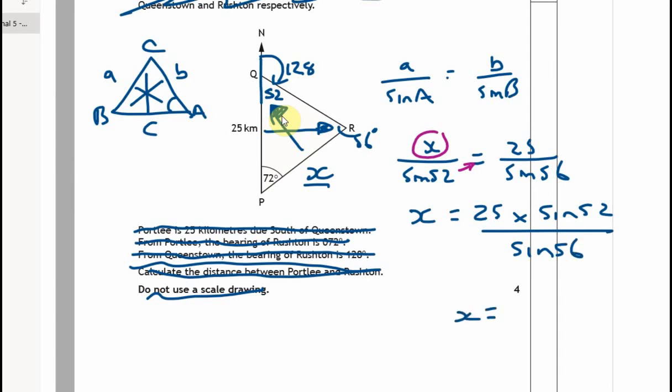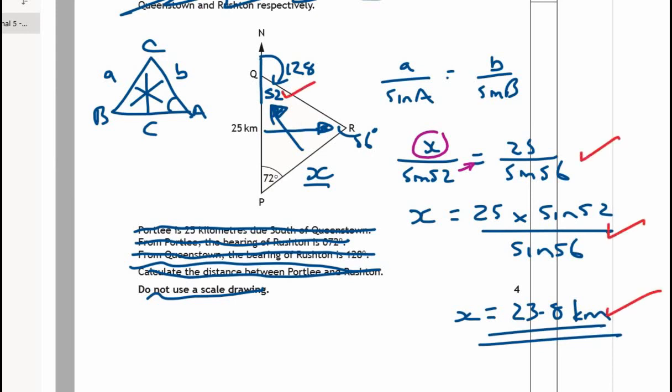X is going to be equal to 23.8, and our units are kilometers. Nice one. Okay, so marks. You're getting a mark for knowing 52 degrees. You're getting a mark for doing this setup. You're getting a mark for rearranging, and your final answer.